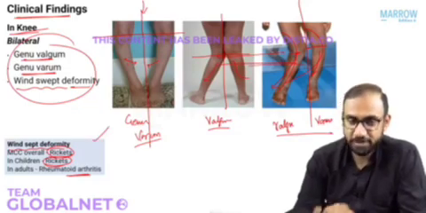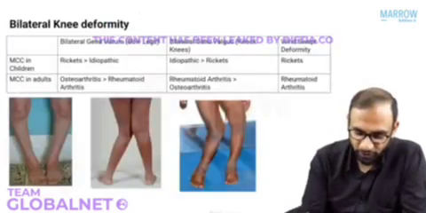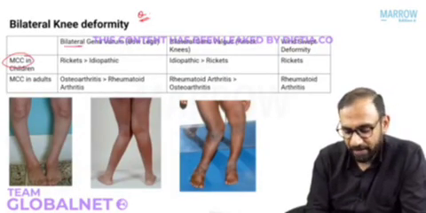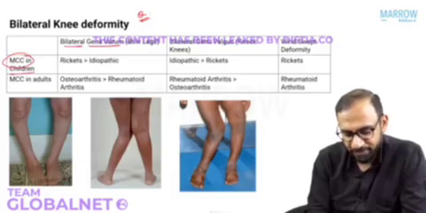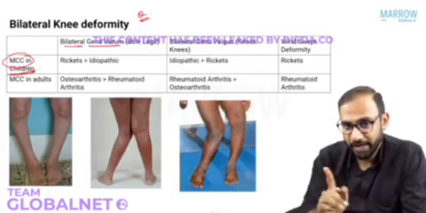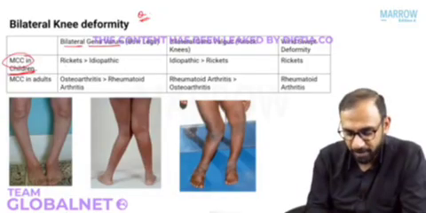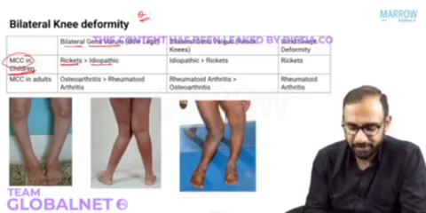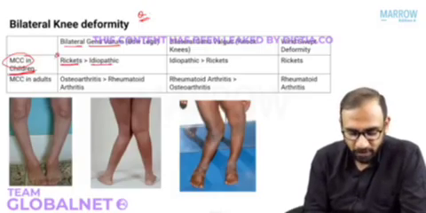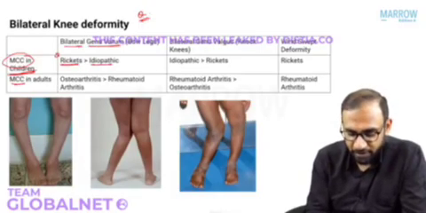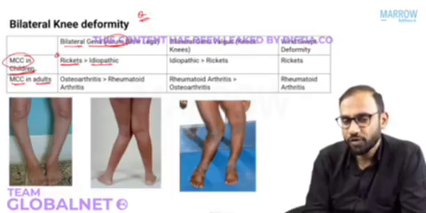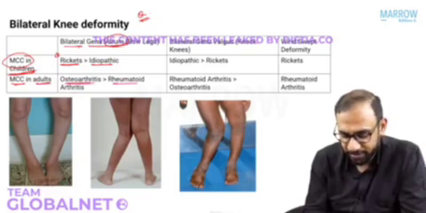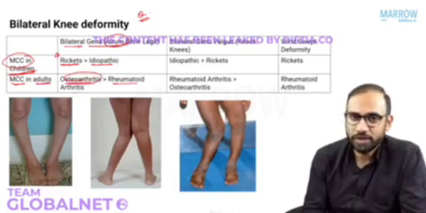Okay? This is one set of MCQs. Another set of MCQs you should know for your exam are these. What is the most common cause of bilateral genu varum in children? What should you mark? You should mark rickets. If that is not given in the options, then you can go with idiopathic. Okay? So first MCQ. Second MCQ: what is the most common cause of bilateral genu varum in adults? You should mark osteoarthritis more than rheumatoid arthritis.